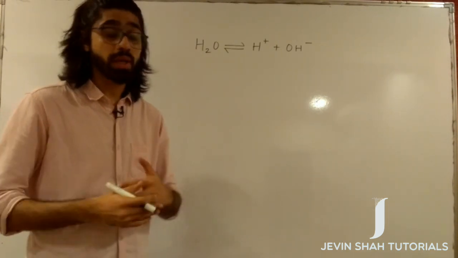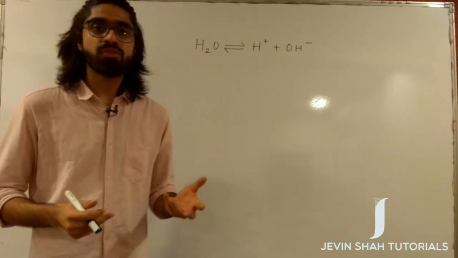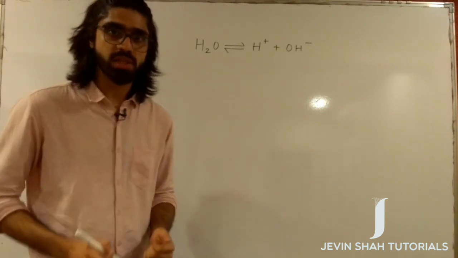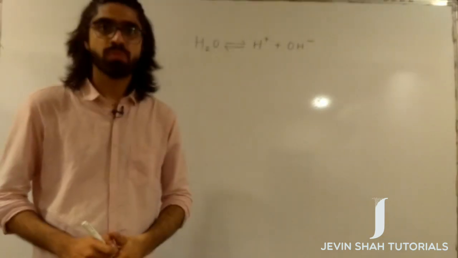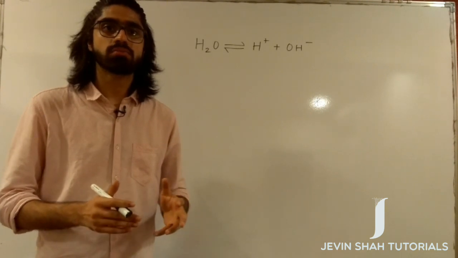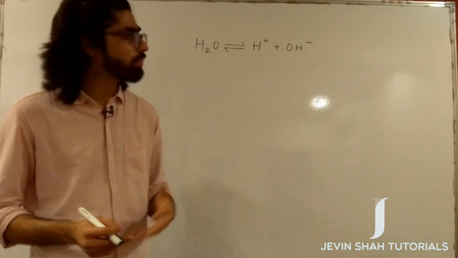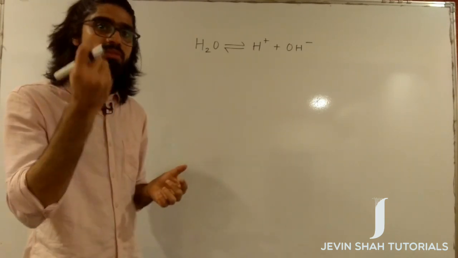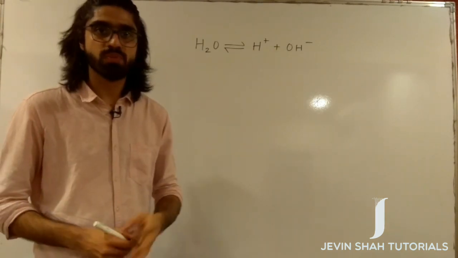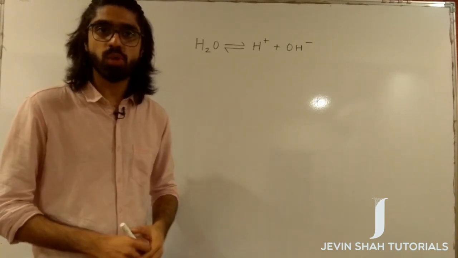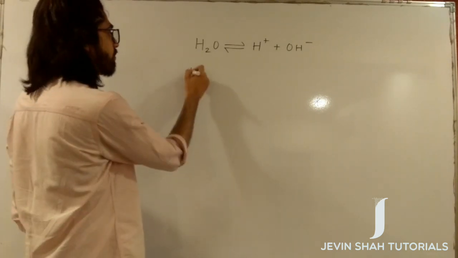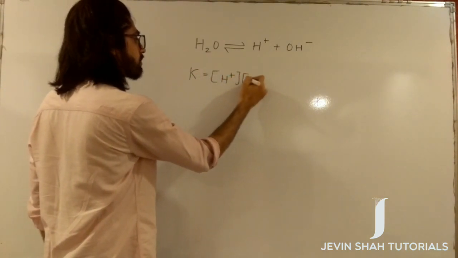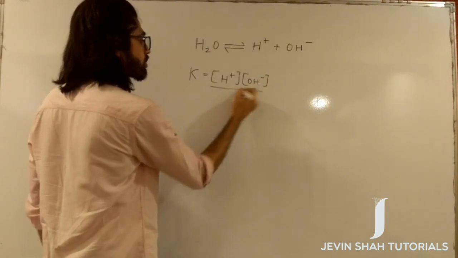But in theory, in reality, it so happens that if you take a large amount of water, then a very little amount of water does dissociate, giving you H plus and OH minus. I'll tell you the numbers later on, but for the time being, let's just say that very little water will dissociate. Now if you try to apply the equilibrium constant for this reaction, that equilibrium constant K will be written as H plus into OH minus divided by concentration of H2O.